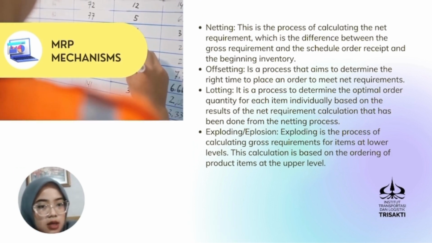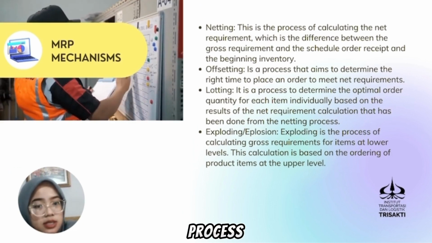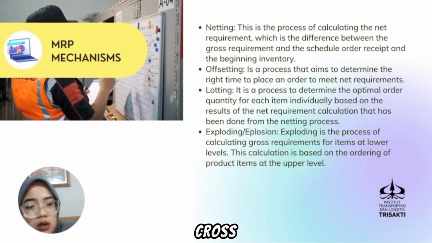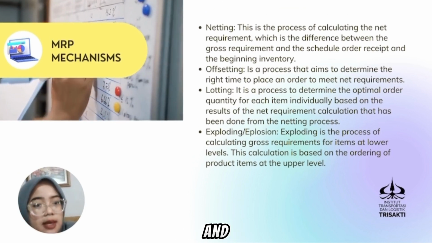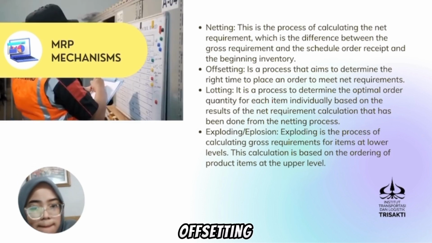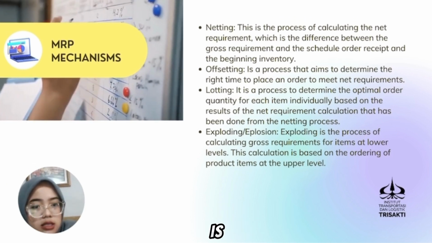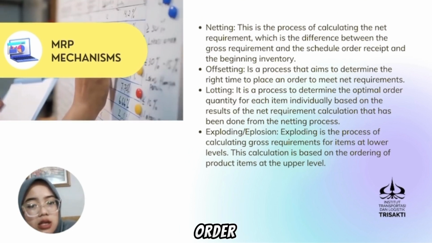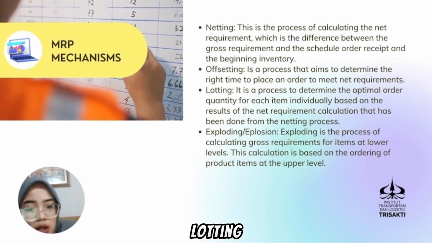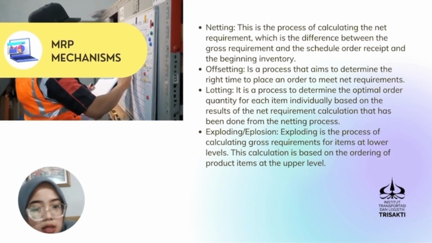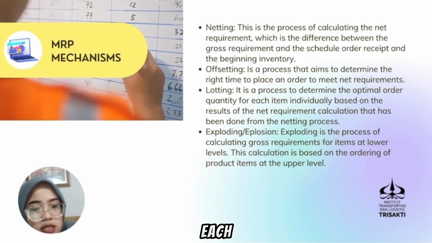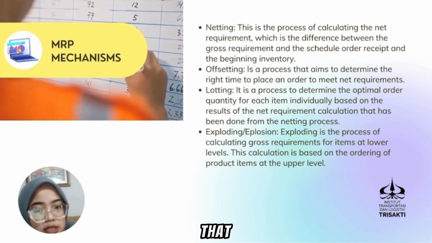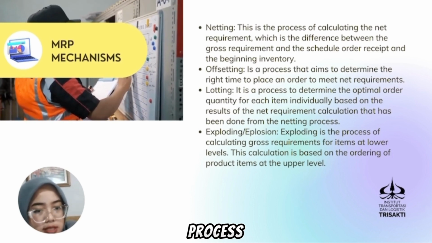MRP mechanism. First is netting. This is the process of calculating the net requirement, which is the difference between the gross requirement and the scheduled order receipt and the beginning inventory. Offsetting is a process that aims to determine the right time to place an order to meet net requirements. Lot sizing is a process to determine the optimal order quantity for each item individually based on the result of the net requirement calculation that has been done from the netting process.